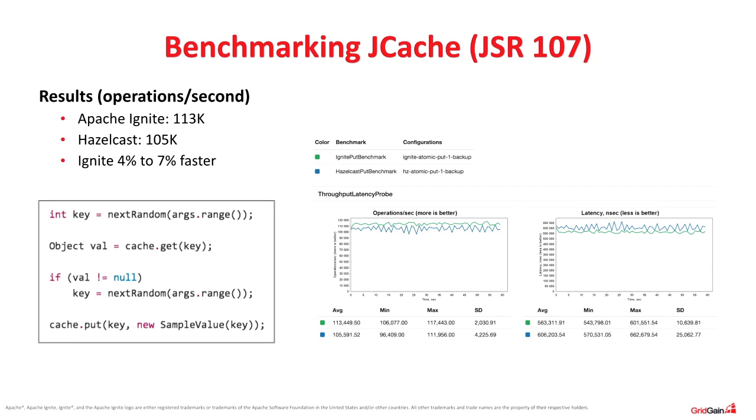After running it on Yardstick, you would see on the right side the graphs that are generated. Both Ignite and Hazelcast in the JCache mode provide about the same performance. The difference is insignificant. Ignite is about 4, 5, 7% faster. It's probably not worth making a decision based on this performance difference. So both products exhibit pretty good performance for basic cache operations.